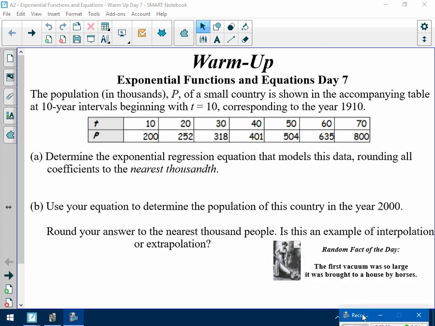Hello. So I want to make a video for this day because I know it can be a little tricky for people. So here's Unit 11, Day 7. I'm going to start with the warm-up here.